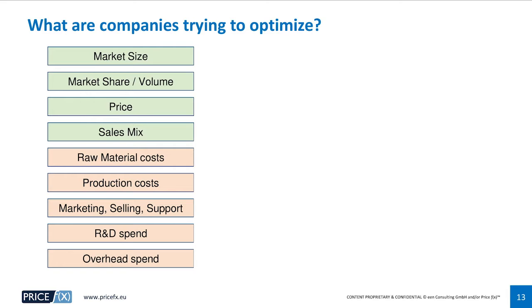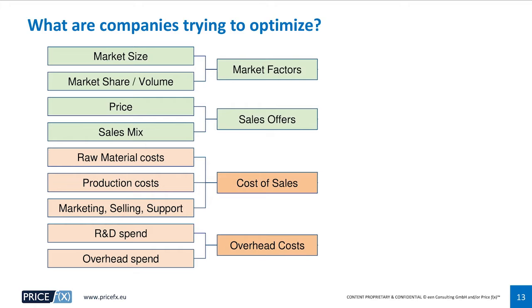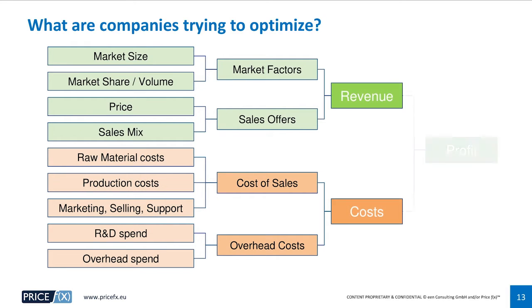And then on the bottom side, you've got cost things. So they want to manage costs. We talked about that. You can break that into raw material, production costs, the cost of selling stuff, R&D spend, overhead spend. Things like retention are sort of buried into volume, right? Volume over time. These can be grouped down into market factors, sales, cost of sales, overhead, which go into revenue and cost, which gets you to profit. So at the end of the day, except for a few weird cases, public companies are trying to maximize their profit, right? Their long run, absolute size of their profit.